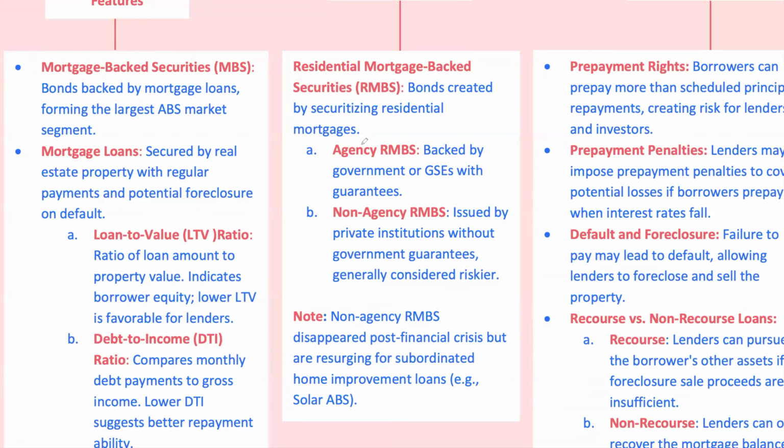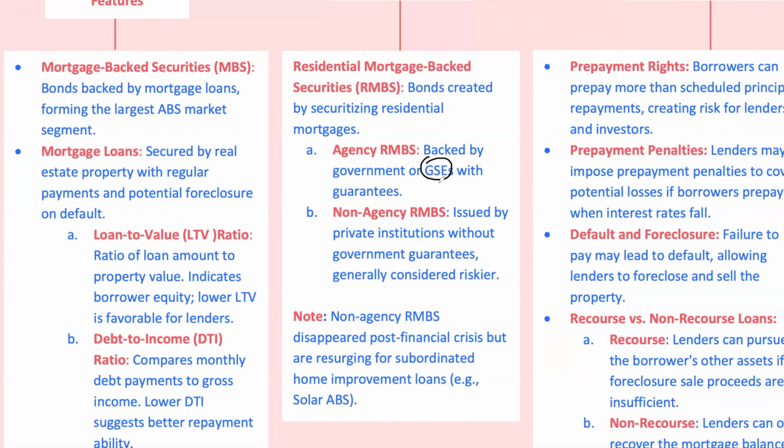Agency RMBS are issued by government-backed entities like Fannie Mae and Freddie Mac in the US, or by government-sponsored enterprises, GSEs. Because they come with a guarantee on both interest and principal repayment, agency RMBS are considered a safer investment. These securities carry the full faith and credit of the government, meaning that if the borrower defaults, the government steps in to cover the payment.